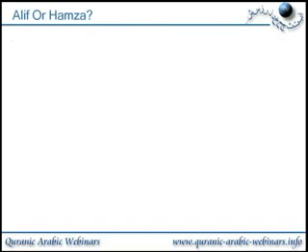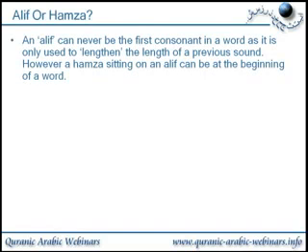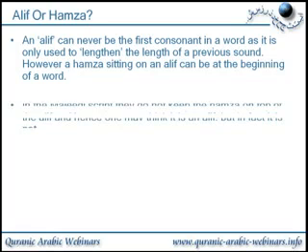Alif or hamza. We're going to cover an area where people get confused between what is alif and what is hamza. An alif can never be the first consonant in a word, because remember, alif is actually a long vowel and is always a long vowel. It never is a consonant, as it is only used to lengthen the sound of a previous sound, i.e. the fathah. However, a hamza sitting on an alif can be at the beginning of a word.